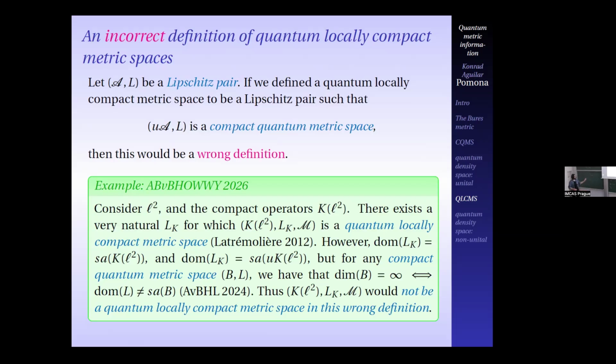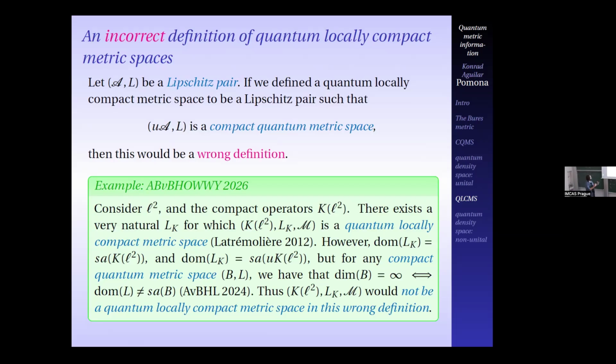However, with Katrina and Frederick, we showed that for any compact quantum metric space, the dimension is infinite if and only if the domain is not everything. So again, if we assume this structure was a compact quantum metric space, we'd have a contradiction here because the compact operators are infinite dimensional. So just again, really drive the point home, everyone agree this is a terrible definition of a quantum locally compact metric space?